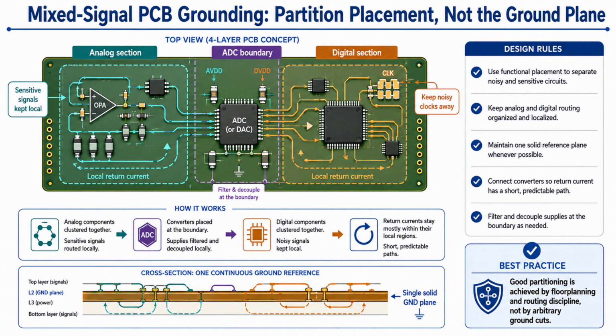The analog return currents stay mostly in the analog area because the analog traces are kept local. The digital return currents stay mostly in the digital area because the digital routing is organized. This is much cleaner than creating random ground islands. So for mixed signal boards, remember this rule. Partition the layout, not the ground plane. Good floor planning beats ground cutting almost every time.